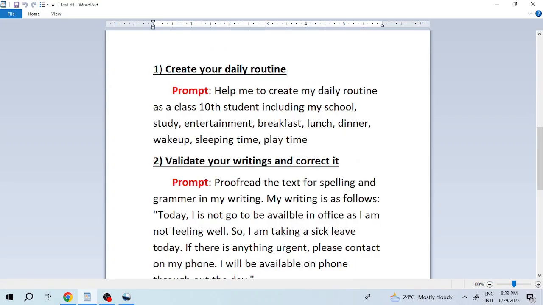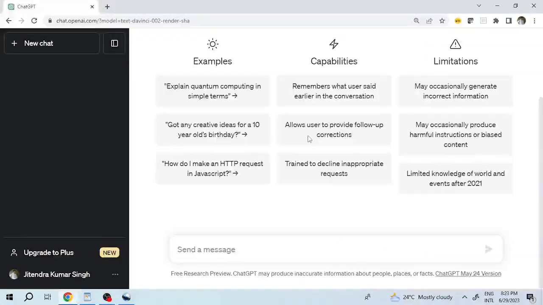So the first one is create your daily routine. By using ChatGPT, if we provide the proper prompt, proper question, then it can give us a very good daily routine that we can use for our day-to-day work. So for example, here I'm going to create a daily routine of a kid who is in the class 10th, and he wants to create his daily routine including his lunch time, breakfast time, wake up time, sleeping time, and study time. All these things he wants to include.